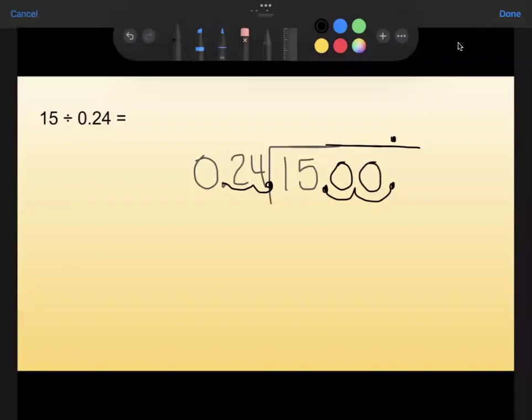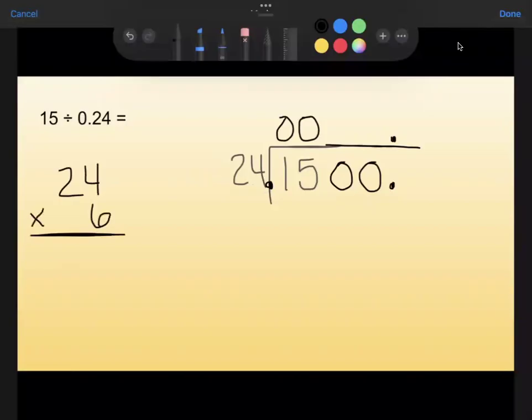Okay, now that I've got everything in the right spot, I'm going to erase this 0, these, and then leave that there. Okay, so 24 does not fit into 1 or 15, but it will fit into 150. If I count by 25s, 25, 50, 75, 100, 125, 150, I do that in 6. So I'm going to go ahead and see what 24 times 6 ends up being.